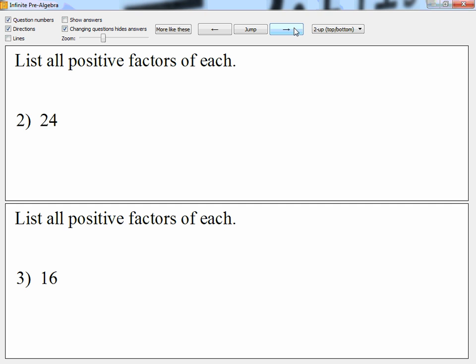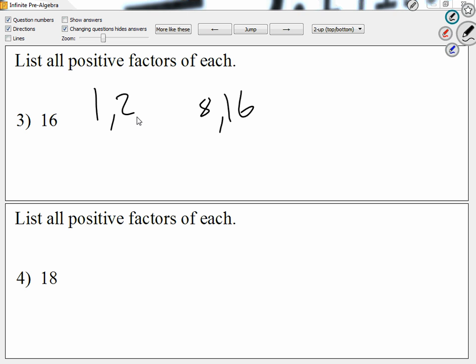Let's take a look at number 3. For 16, I'm going to start with 1 and 16. Is 2 a factor of 16? Yeah, 8. 2 times 8, okay. After 2 is 3. Is 3 a factor of 16? No. After 3 is 4. Is 4 a factor of 16? 4 times what? 4 times 4. I will write the 4 only once. I'm not going to write 4, 4. But since it already repeated, then I'm done with my list. So those are the factors of 16.